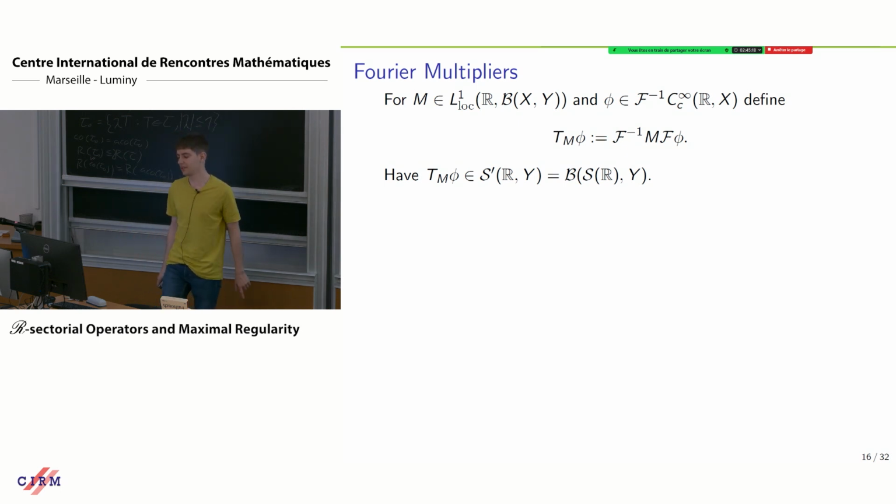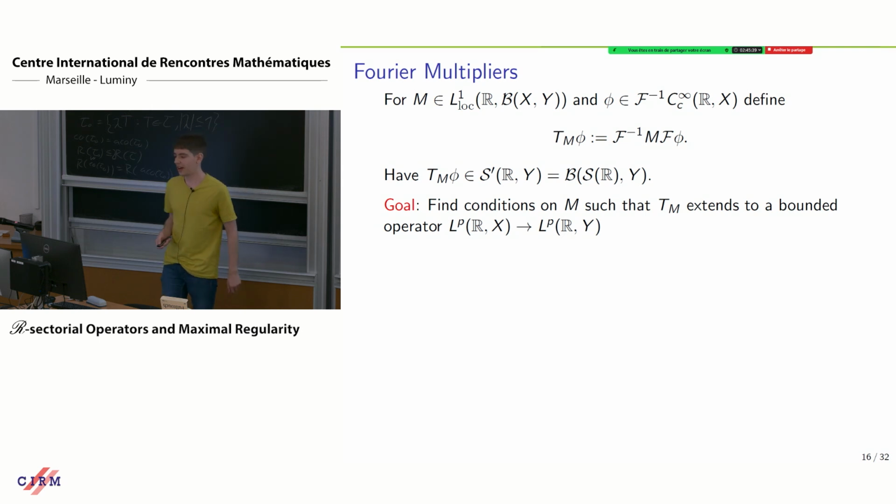And from this definition, we now get that Tm of phi belongs to the space of tempered distributions, which is vector valued and defined as the space of bounded operators from the Schwartz space to y. But for our application, we want to have more, not only tempered distributions, but LP functions. So our goal will be to find conditions on the multiplier function m, such that this operator Tm extends to a bounded operator from the space LP of R into X to the space LP of R into Y.